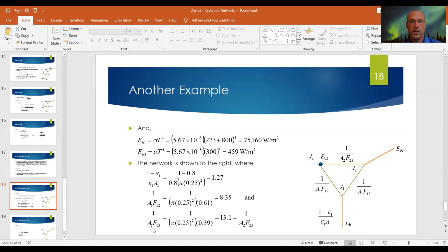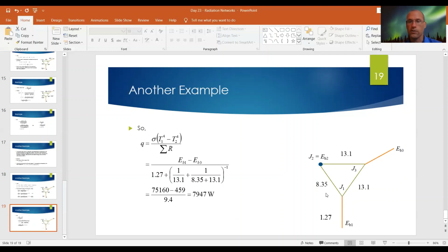And then between the disk and the wall, or the room, 1 over A1 F13, again, area pi r squared, pi times 0.25 meters squared. F13 in this case was 0.39, so 13.1 resistance between my first disk and the rest of the room. Then because, again, all the properties for the first disk are the same as the second disk, I'm also going to have the same resistance between the second disk and the room itself. So I'm going to replace all these with their numerical values. So 1.27 down here, 8.35 between the two disks, and 13.1 between the wall and the disks.